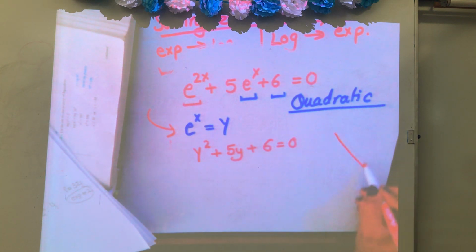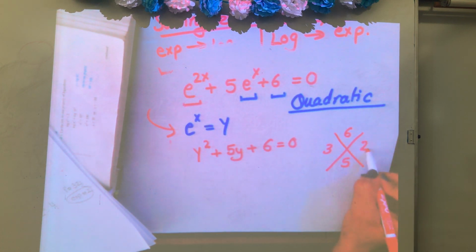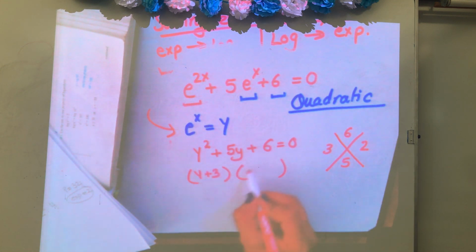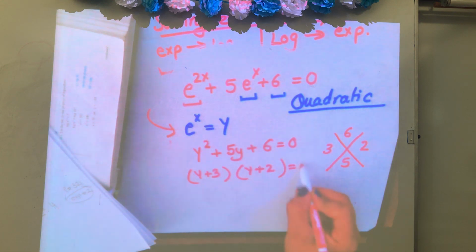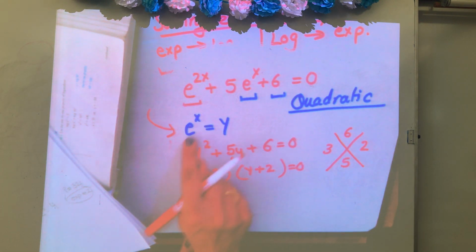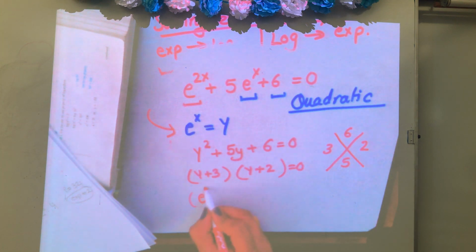So this is one I could do by factoring. So I have 6 and 5, two numbers, 3 and 2. So I would have two factors, y plus 3 and y plus 2. First you need to bring back the original variable. So you know y is equal to e to the x, so I would bring back e to the x.